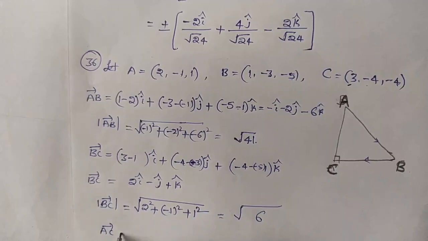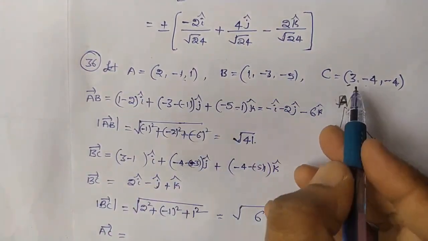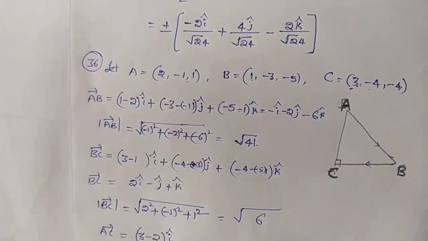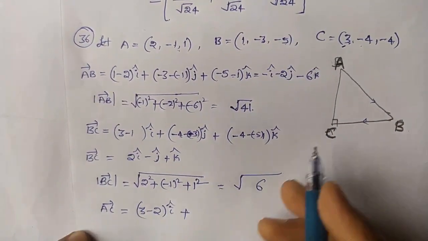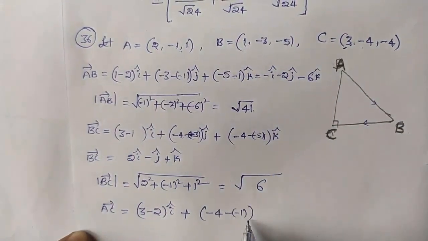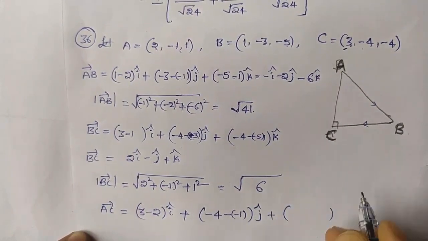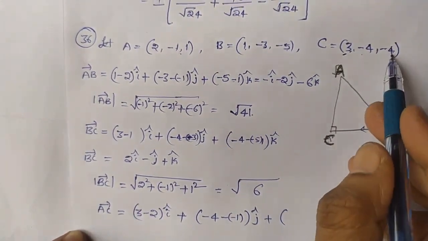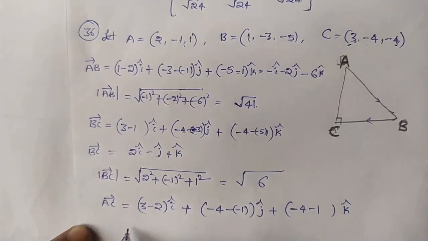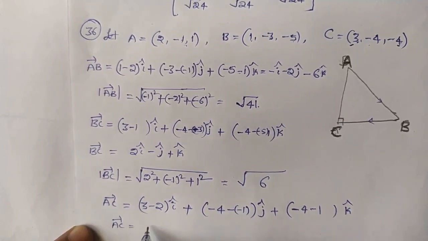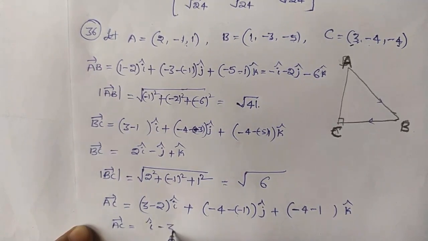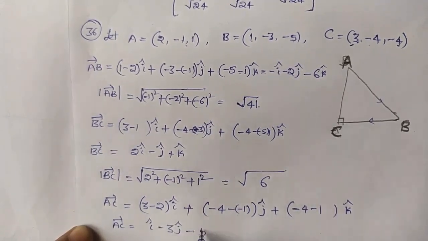AC vector equals (3 minus 2) into i, plus (minus 4 minus of minus 1) into j, plus (minus 4 minus 1) into k. So AC vector equals 3 minus 2 is 1i, minus 4 plus 1 is minus 3j, minus 5k.